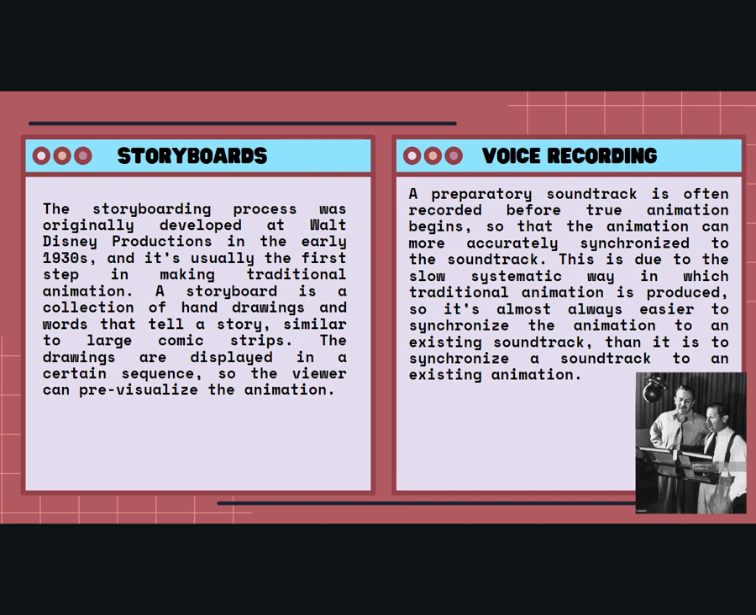A preparatory soundtrack is often recorded before true animation begins so that the animation can more accurately synchronize to the soundtrack. This is due to the slow, systematic way in which traditional animation is produced. It is almost always easier to synchronize the animation to an existing soundtrack than it is to synchronize a soundtrack to an existing animation.